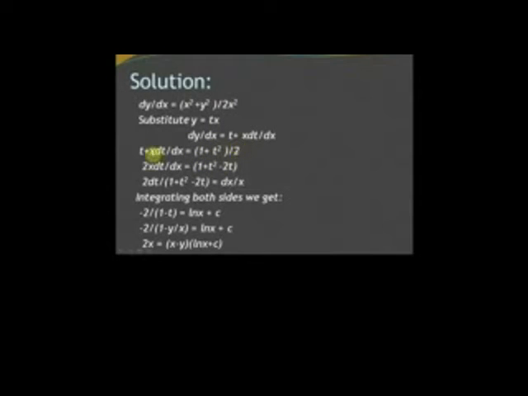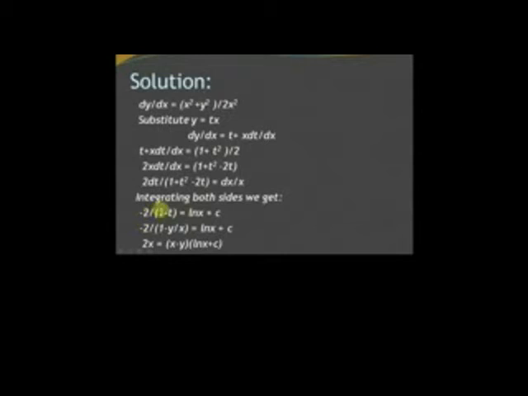So taking t to this side, we get 2 times x into dt by dx equal to 1 plus t square minus 2t. We bring this term to this side and we bring x and dx to this side of the equation to get 2 times dt by (1 plus t square minus 2t) equal to dx by x. Now this could be written as (t minus 1) whole square.